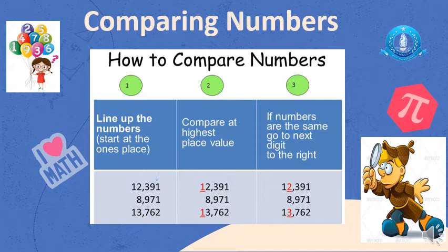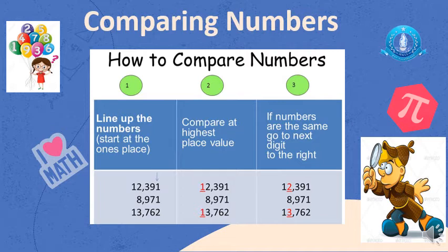Look at the next digit. Next digit of first number is 2 and the next digit of third number is 3. So now tell me, 2 is greater or 3 is greater? Which number is greater? 3. So then you will get to know 13762 is greater than 12391, right?